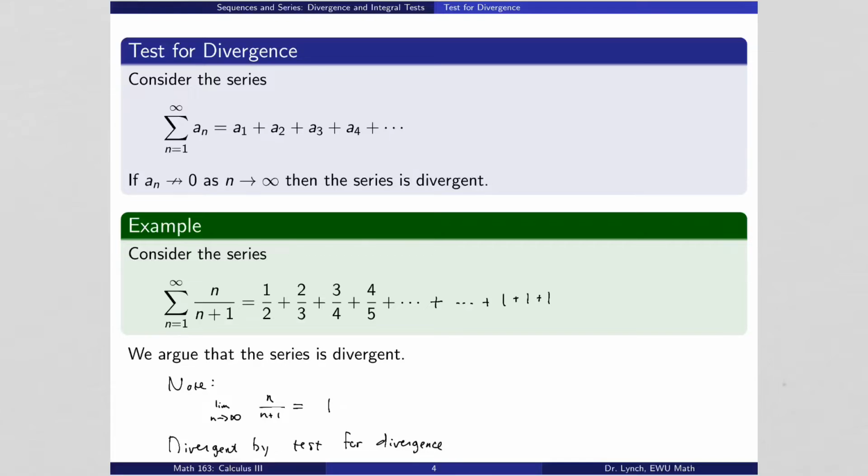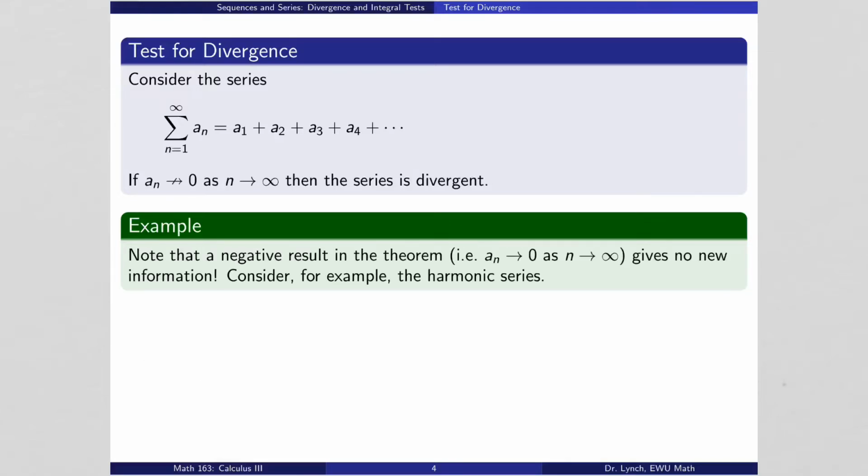Now, I want to point out that a negative result in the test for divergence doesn't tell us anything at all. In other words, if a sub n does go to zero, the series could diverge or converge depending on a number of things. So a negative result, that is, a sub n goes to zero as n goes to infinity, doesn't tell us anything. And to see an example of this, let's go ahead and have a look at the harmonic series. Of course, the harmonic series is the sum from 1 to infinity of 1 over n, so 1 plus 1 half plus 1/3 and 1/4 and so forth.